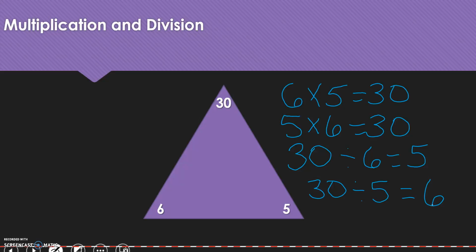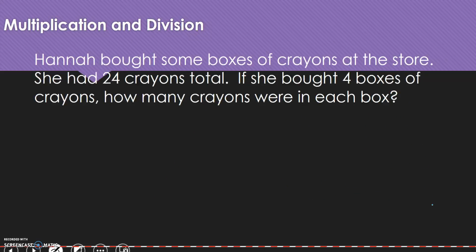So let's see how we can use that with our word problems. Hannah bought some boxes of crayons at the store. She had 24 crayons total. If she bought 4 boxes of crayons, how many crayons were in each box? So I can start to think about this problem using my fact family triangle. Go ahead and pause the video for a moment and see if you can put the numbers where they go.